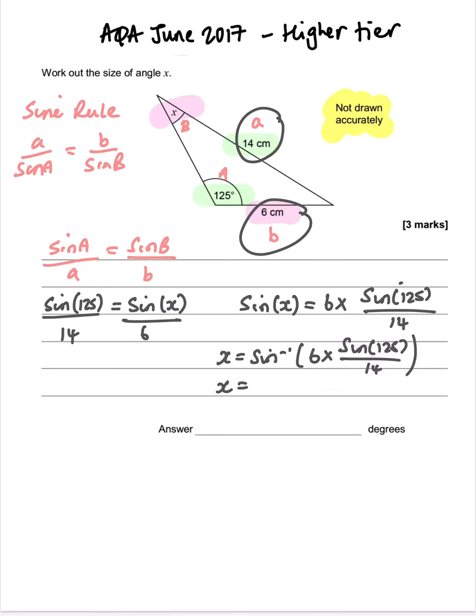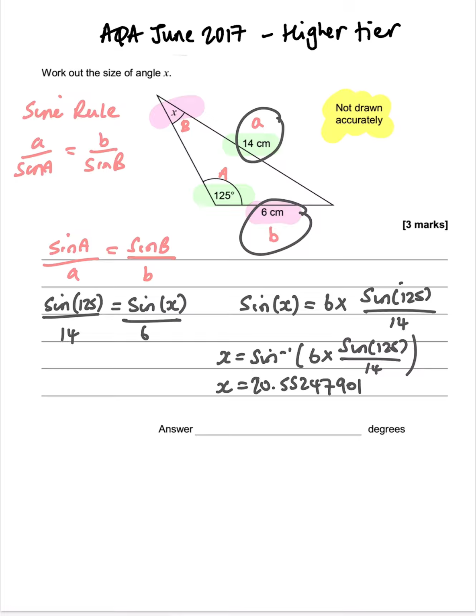When you're entering it in your calculator, make sure you press shift and the sine button. So you've got the inverse sine function, a bracket will open. So I'm typing 6 times, and then I'm using the fraction button to enter in sin 125 over 14. I'm arrowing away from my fraction, and then I'm pressing equal. So that gives me 20.55247901.